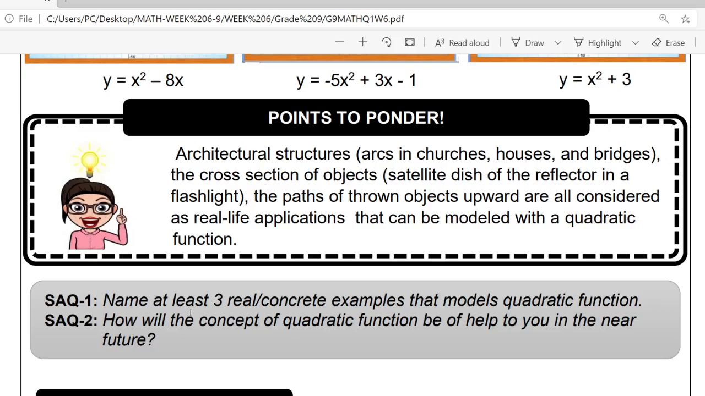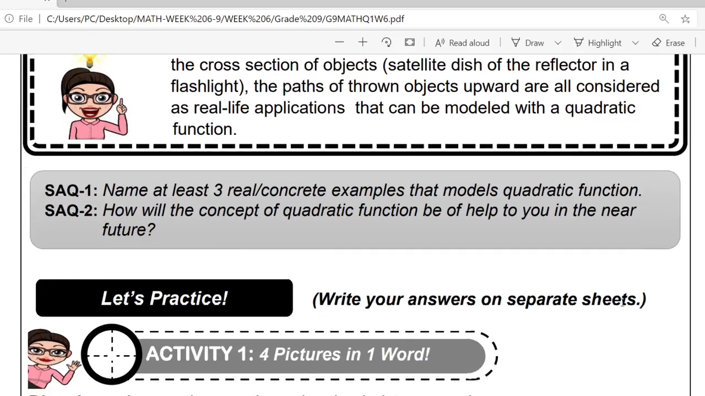We have here question number one, a self-guided question.